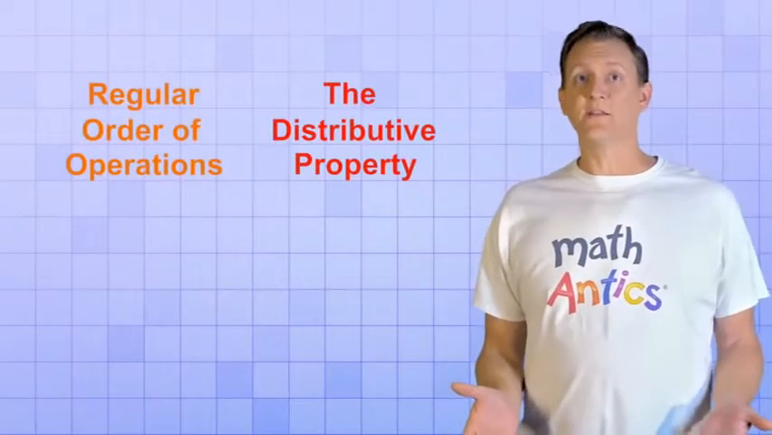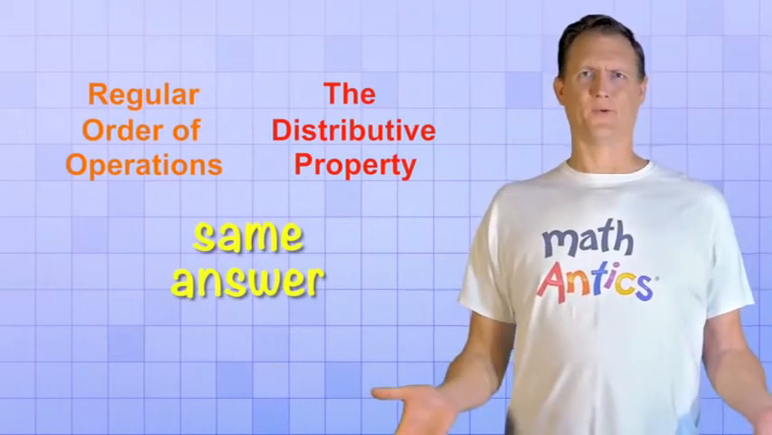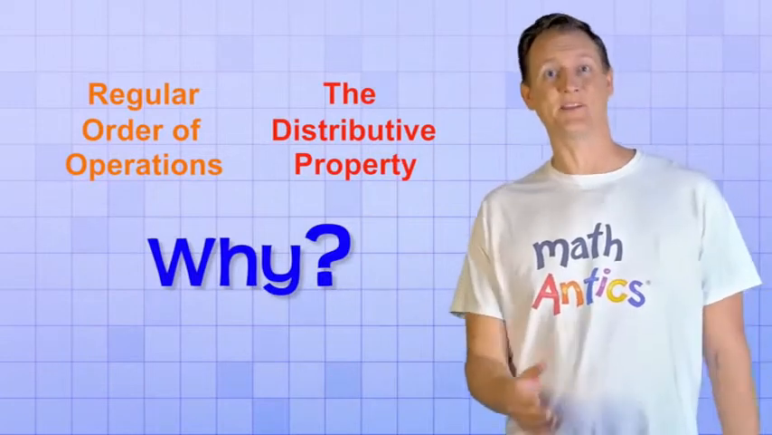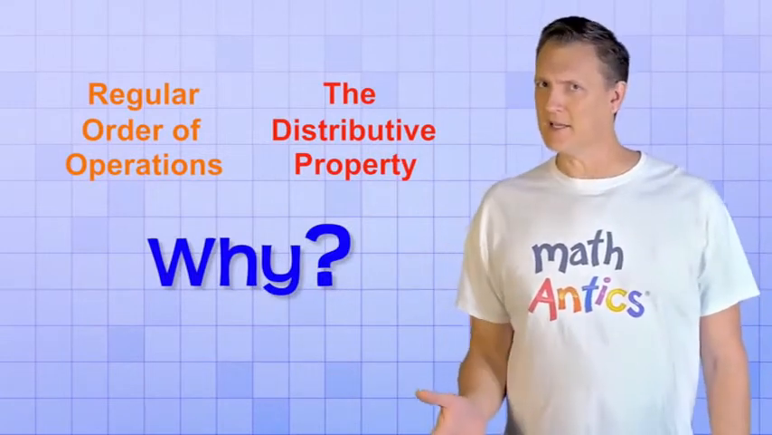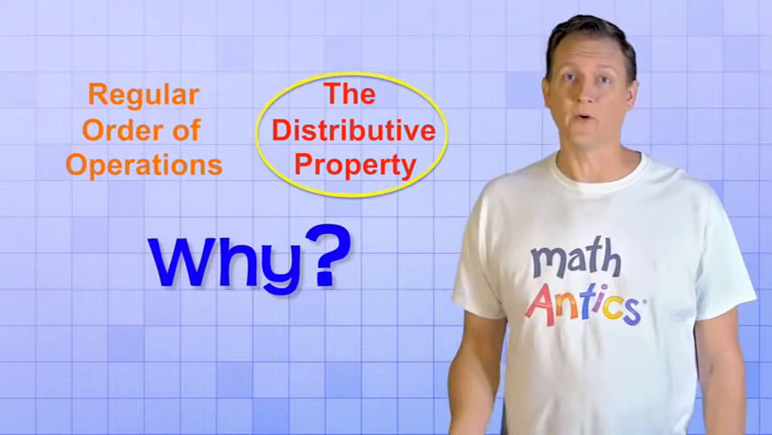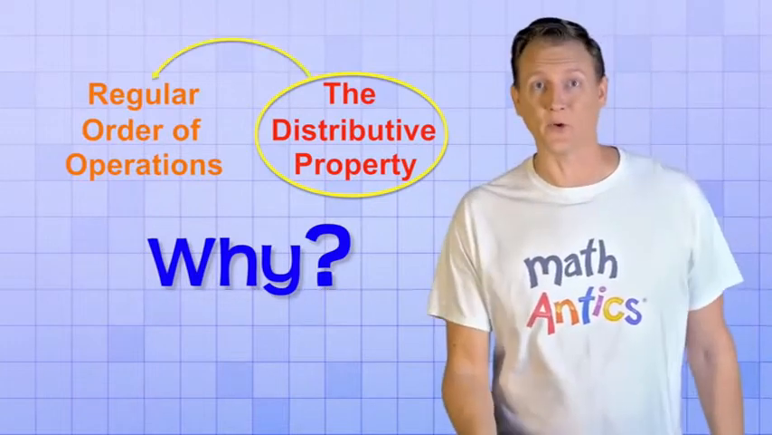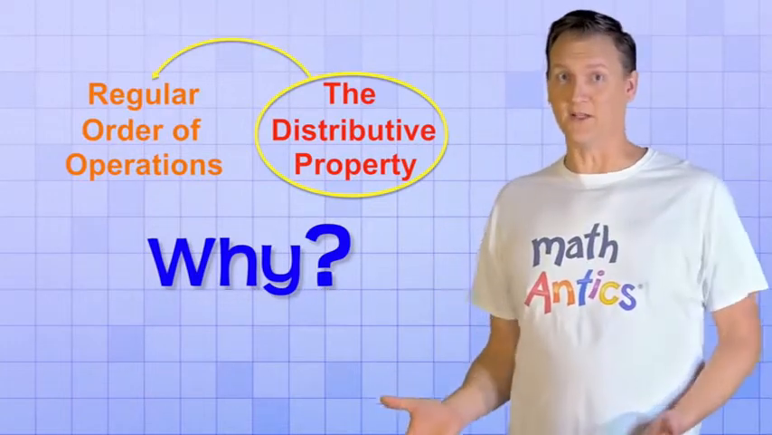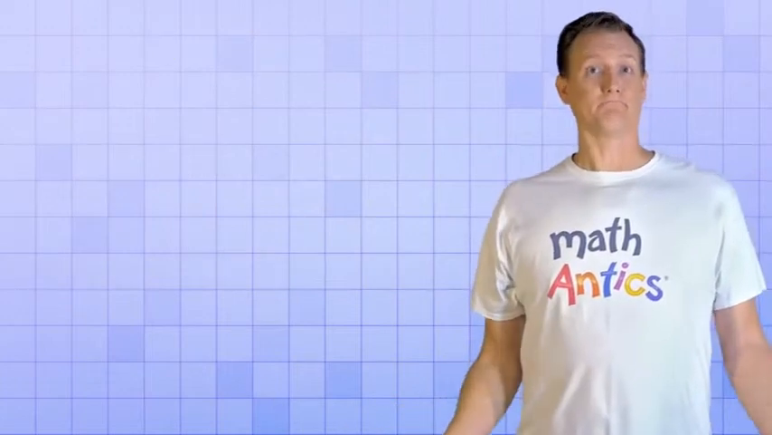We have two ways to get to the same answer. But why do we need two different ways to do the same calculation? And it seemed like the distributive property way was even more complicated than the regular way. Why would we ever want to use it? That's a good question.